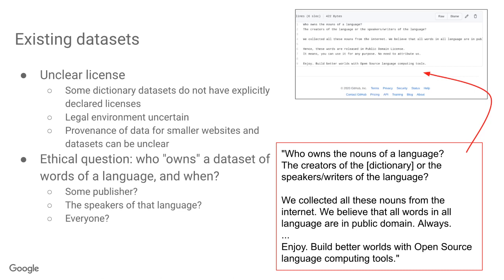Now, here's a screenshot of an actual dataset repository on GitHub, and here's what's written in the license. Who owns the nouns of a language? The creators of the dictionary or the speakers, writers of the language? We collected these nouns from the internet. We believe that all words in all languages are in the public domain. Enjoy, build better worlds with open source language computing tools.